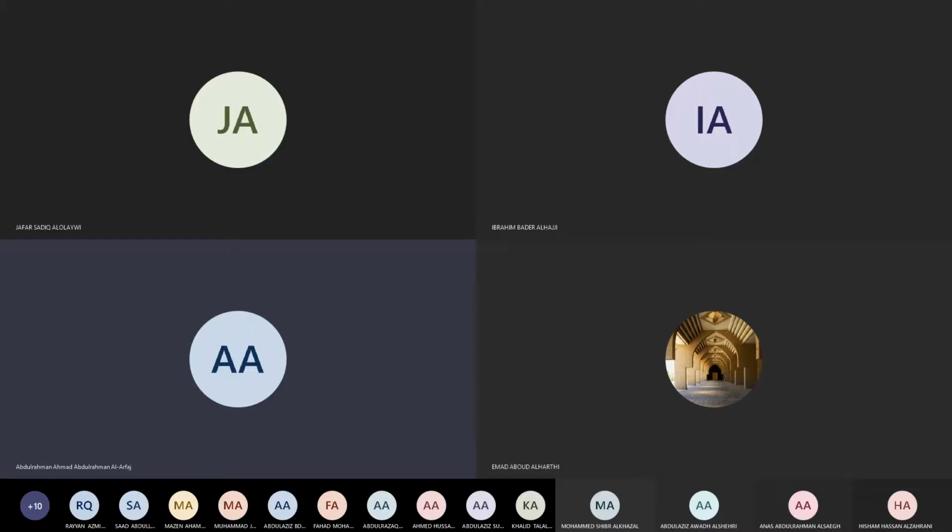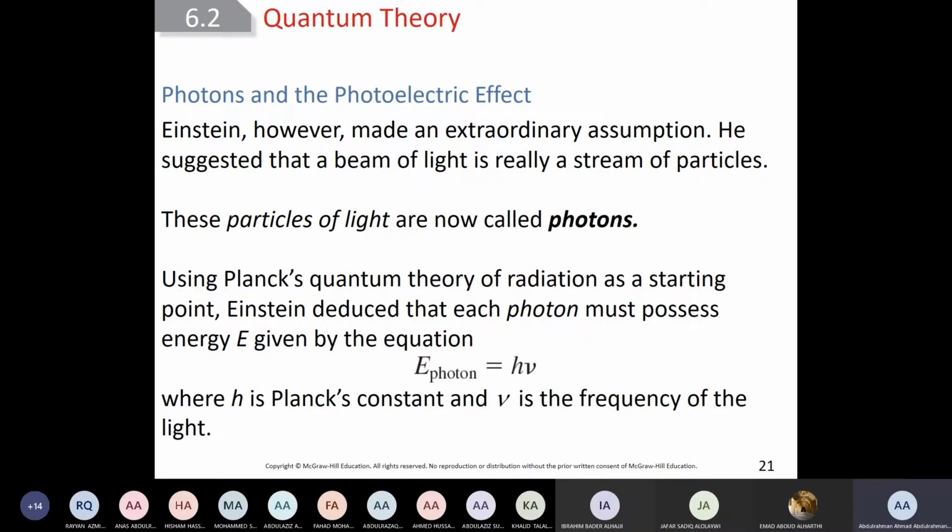We are in chapter 2, chapter 6, and inshallah we'll start the discussion. I hope everything is okay.